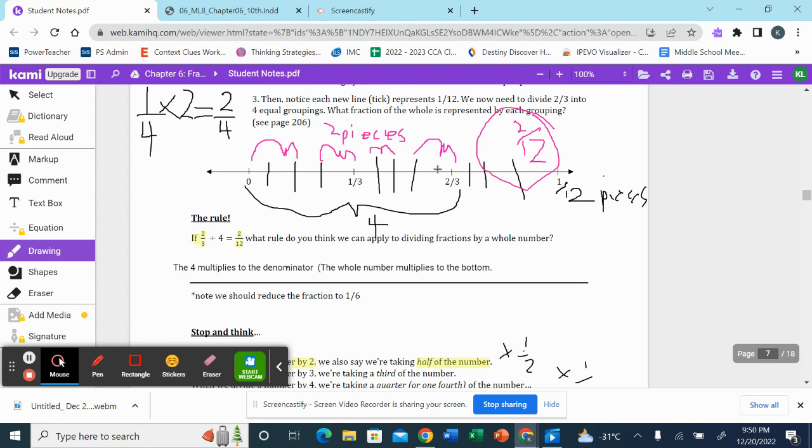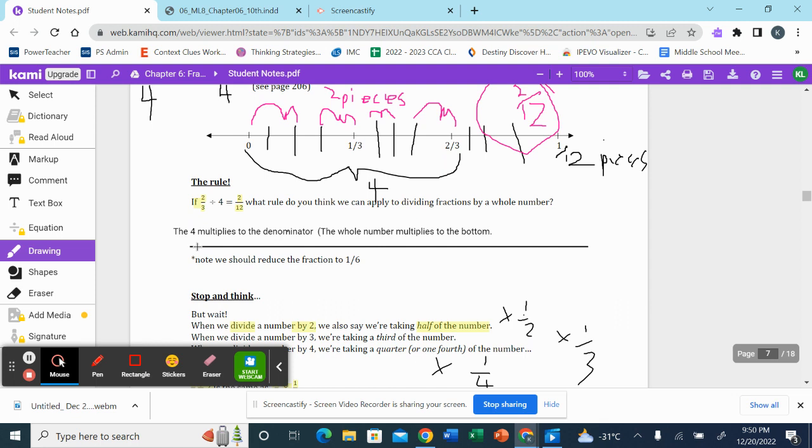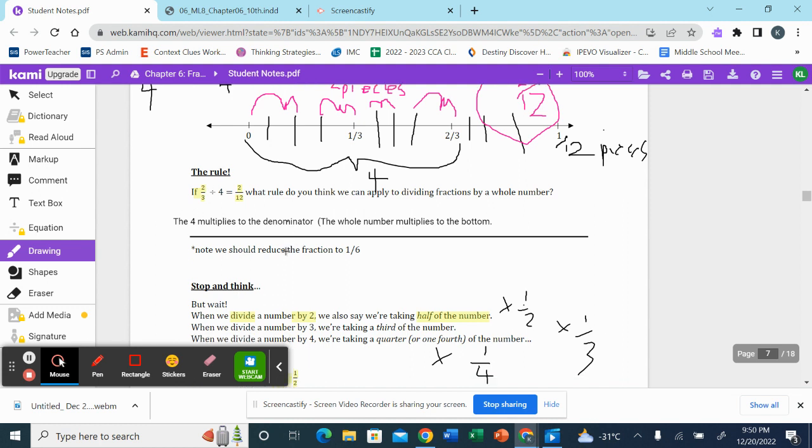So the rule we learned is the 4 multiplies to the denominator. When we're timesing by a whole number, we times by the numerator. When we're dividing, we're actually just doing multiplication, but it's to the denominator.